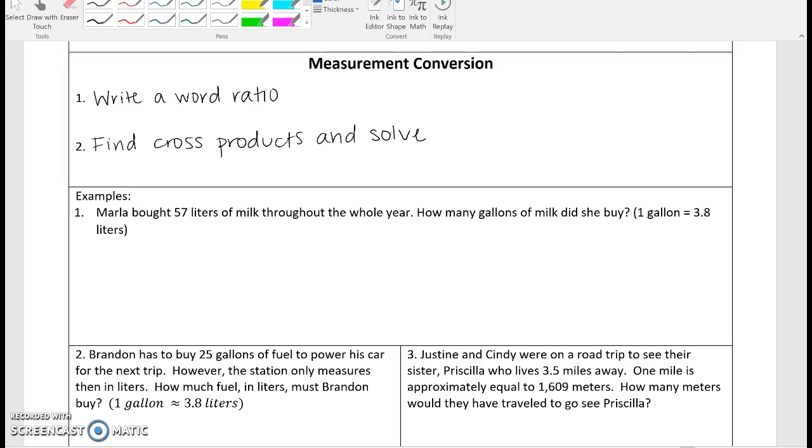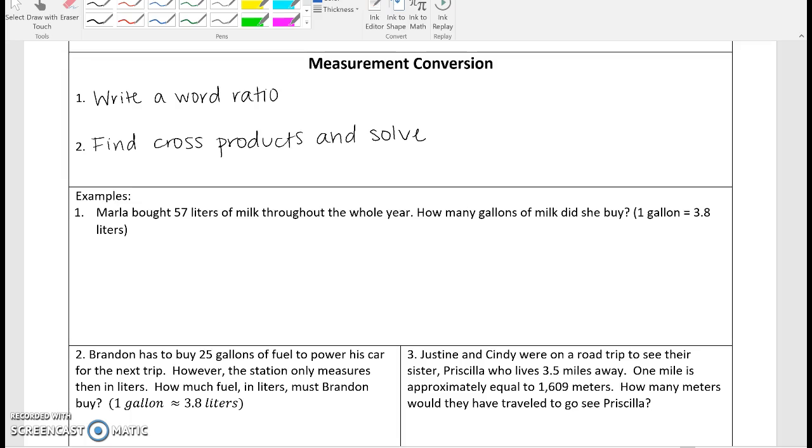Well, sometimes we go back and forth between different types of measurements. Maybe a recipe calls for ounces, but you only have a measuring cup. So these are the types of scenarios where we would use measurement conversion. Let's look at our first example together.